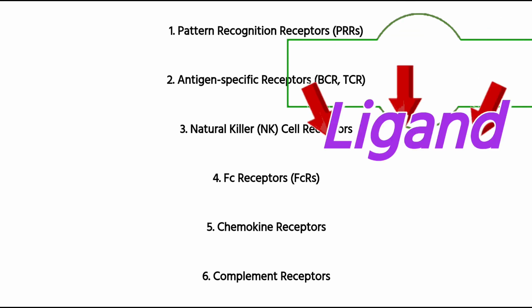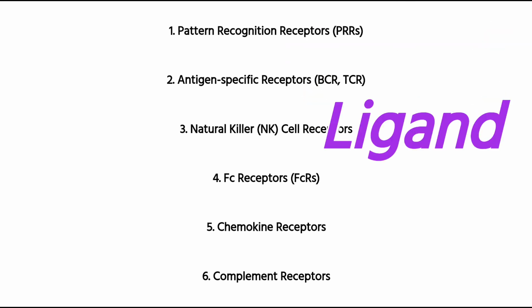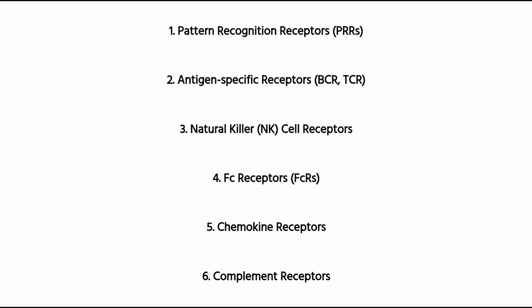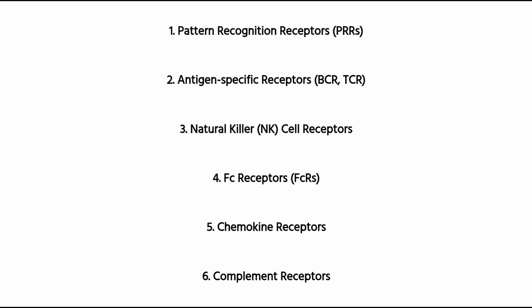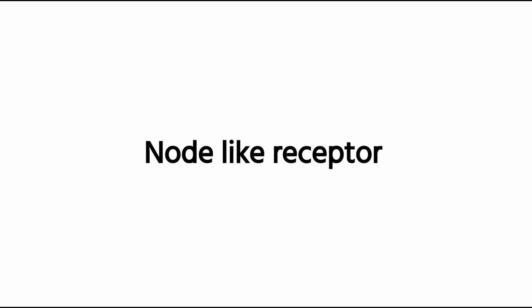So, the toll-like receptor. It is located on the surface or in the endosome, and the ligands which bind to the toll-like receptor are LPS, dsRNA, and CpG DNA. So these are the ligands which bind to the specific toll-like receptors.